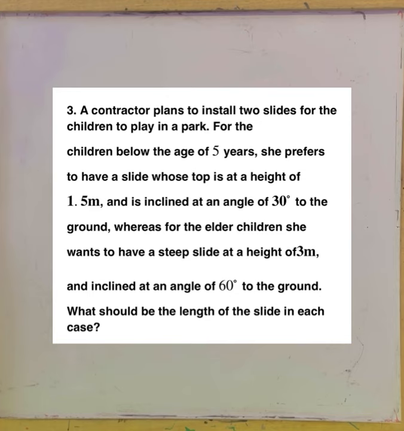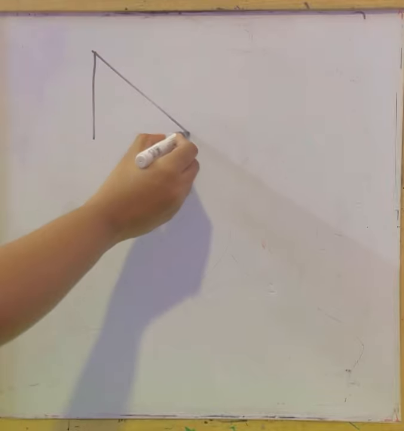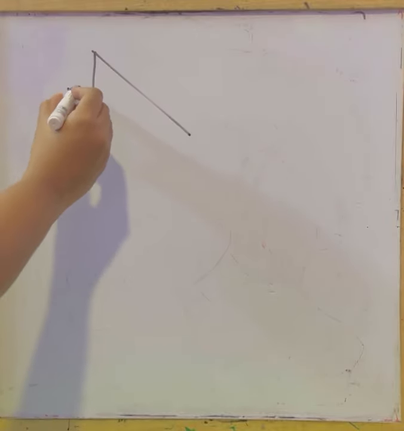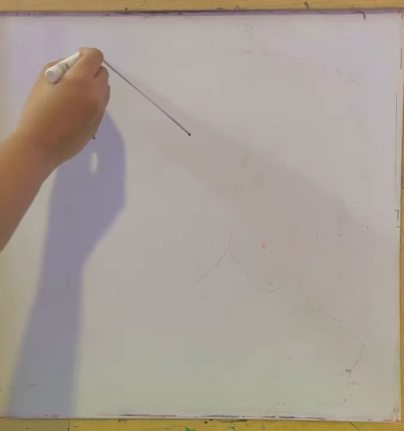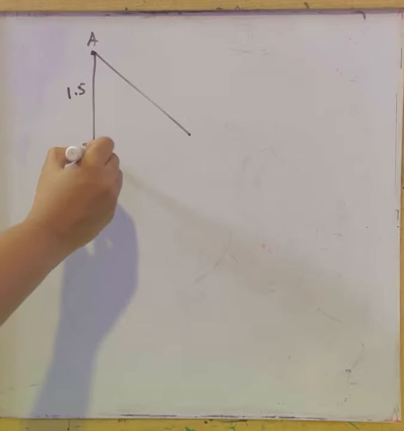Namaste. Today we will do the remaining questions from exercise 9.1. Third question. A contractor plans to install 2 slides for the children to play in a park. For the children below the age of 5 years, she prefers to have a slide whose top is at a height of 1.5 meter. If this is the slide, the height will be 1.5. The top is here. Let us name it as A, B and C.